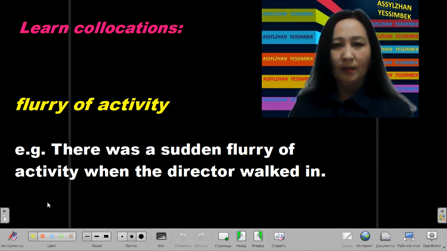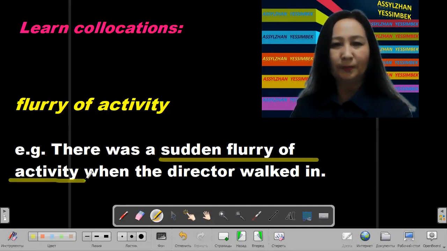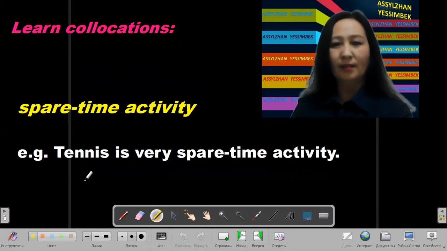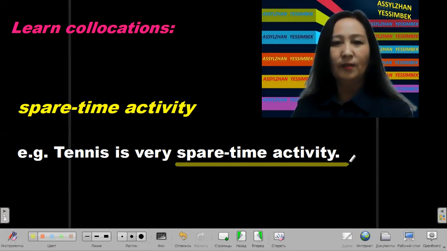Flurry of activity. For example, there was a sudden flurry of activity when the rector walked in. So a flurry of activity is a sudden short period of activity. Another collocation: spare time activity. Tennis is a very good spare time activity. It means time when you don't work and you do whatever you want.